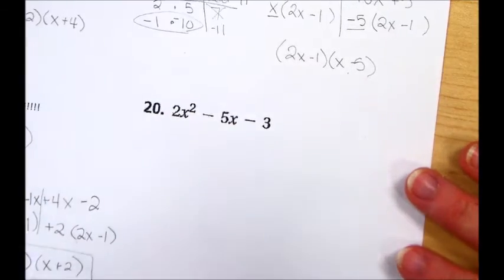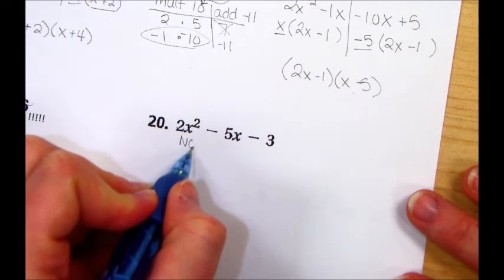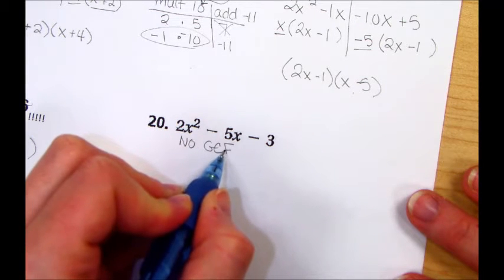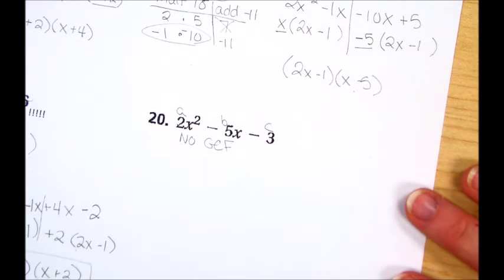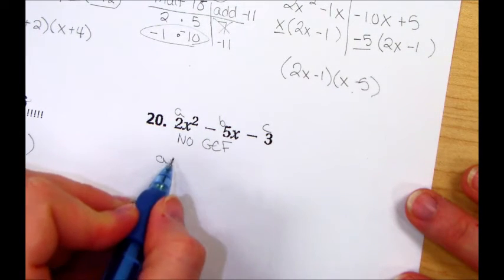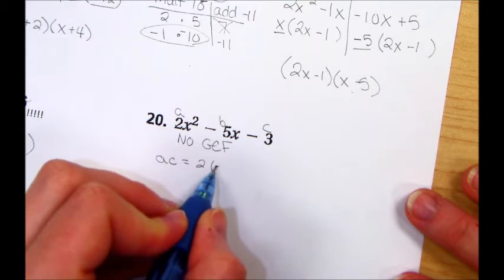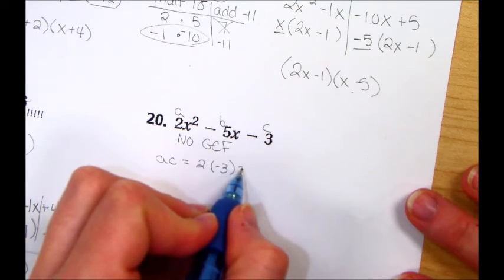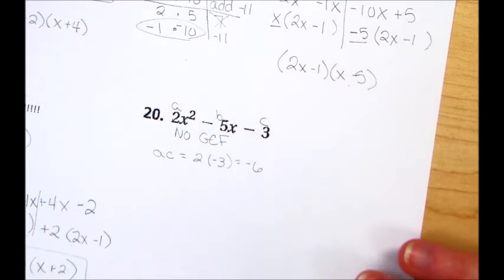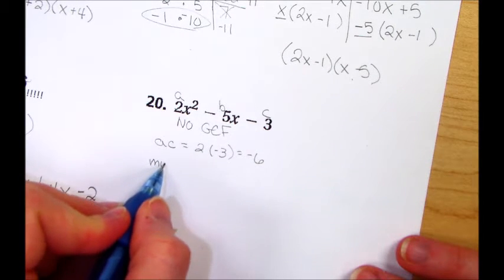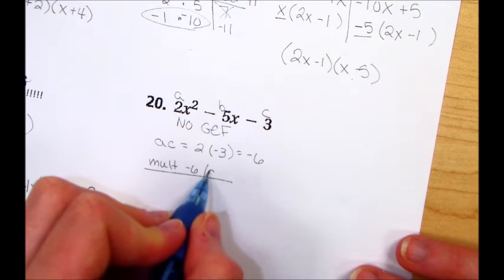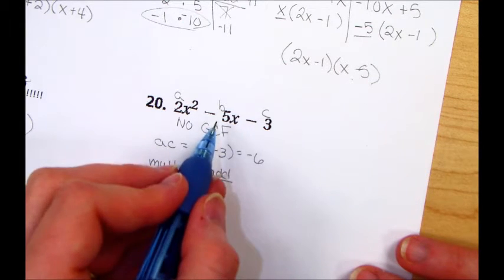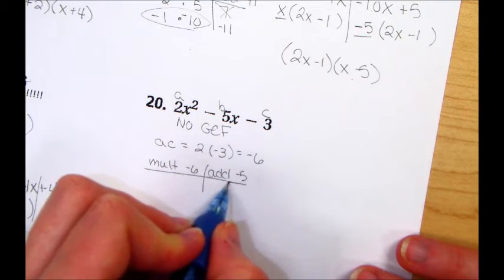Number 20. Notice there is no GCF in number 20. So you identify A, B, and C. You also need to find AC as 2 times negative 3, which makes negative 6. I need you to remember to find numbers that multiply to that negative 6, but they need to add to that middle number up there of negative 5.